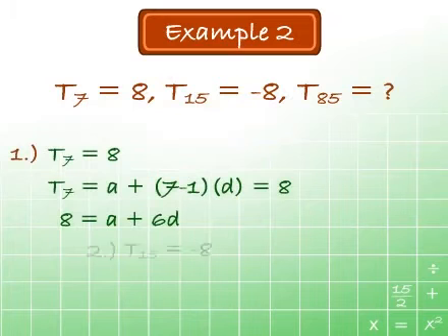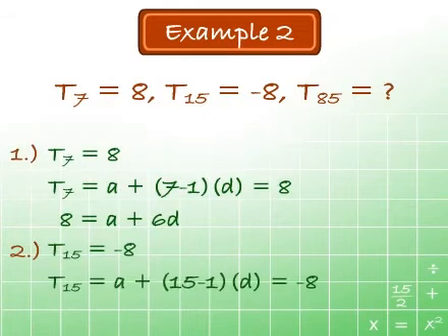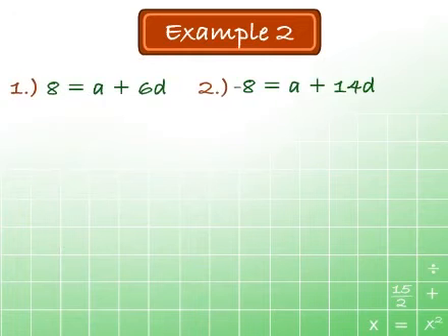We also know that T15 is equal to negative 8. Therefore, T15 is equal to a plus 15 minus 1 times d, which is equal to negative 8. And so our second equation is negative 8 is equal to a plus 14d. We have two equations now with two unknown variables. We can therefore solve these equations simultaneously.